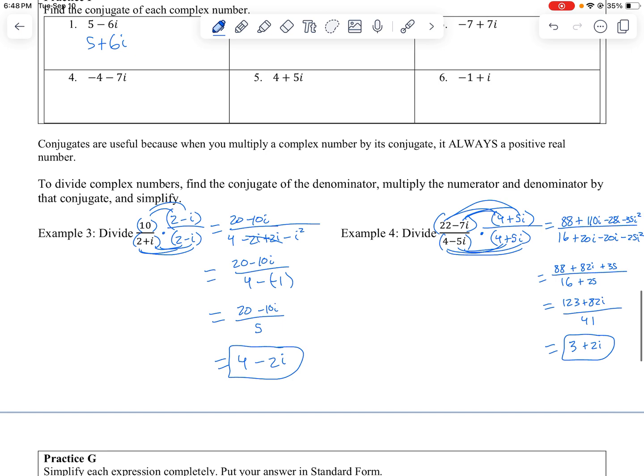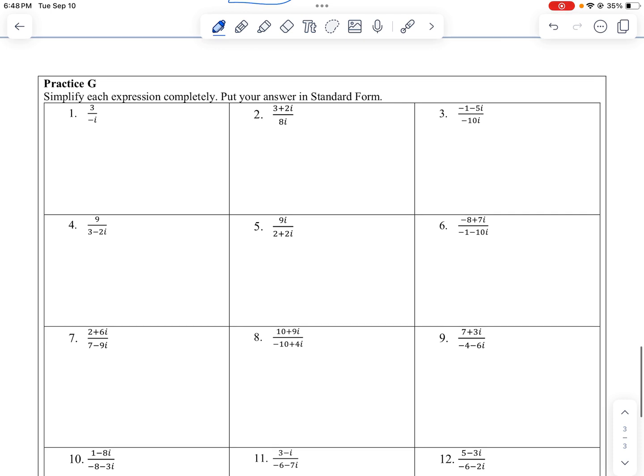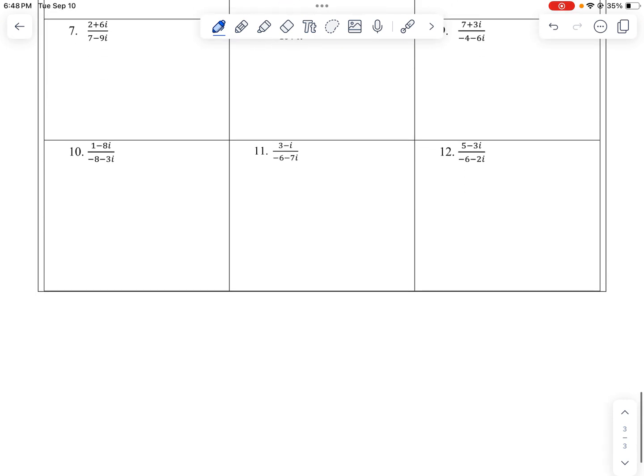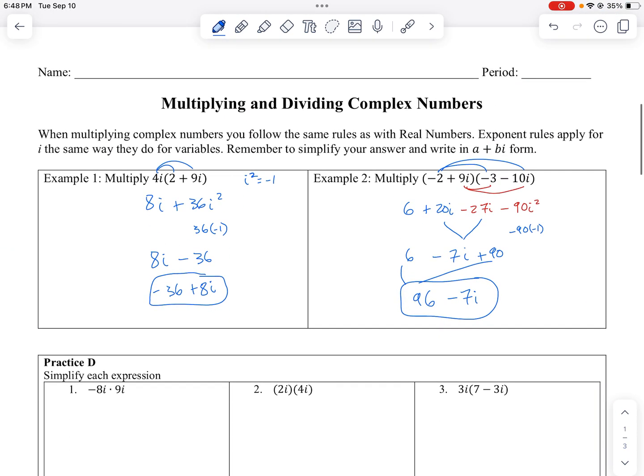And so that's the process of dividing complex numbers. You multiply by the conjugate on the numerator and the denominator. And then practice section G is all simplifying complex numbers with division. So there you go, multiplying and dividing complex numbers.